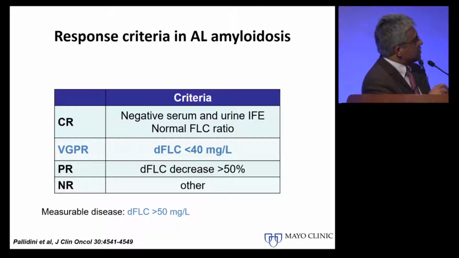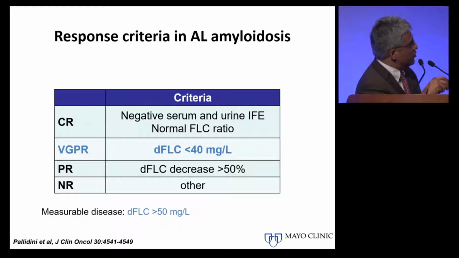So for the hematologic response, as I said, again, the free light chain is probably the best indicator that you are actually managing to get rid of the clone that is responsible for the amyloid fibrils. So this has been, again, the Italian group have led the development of the hematologic criteria.